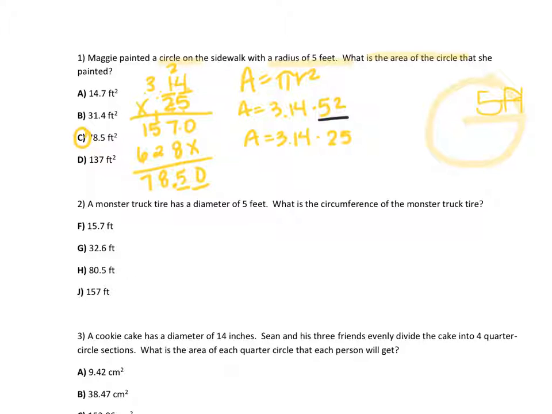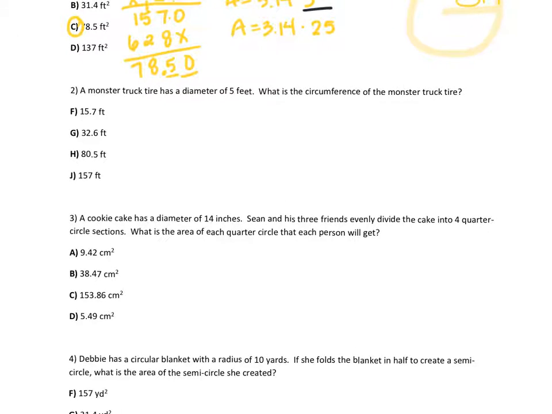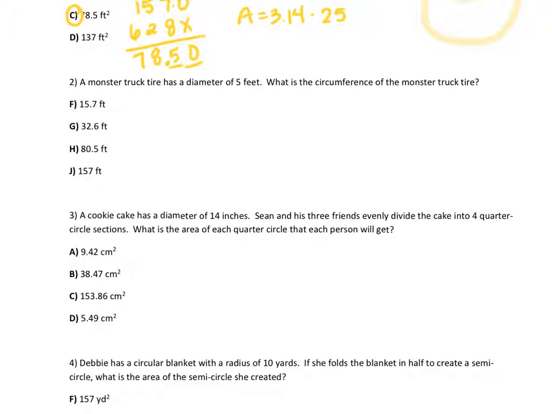Number 2, a monster truck has a tire diameter of 5 feet. What is the circumference? What is the circumference of the monster truck? Okay, we're talking circumference. It's a different formula. Remember, I had formulas up here. So important information is diameter and then circumference. Our circumference formula is C equals pi D, because we're using diameter.